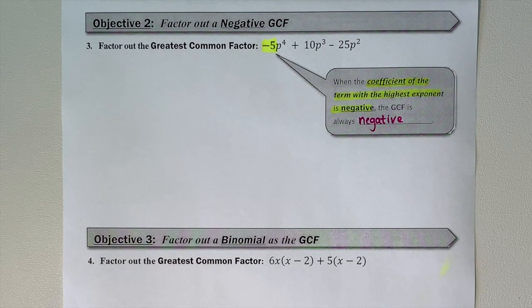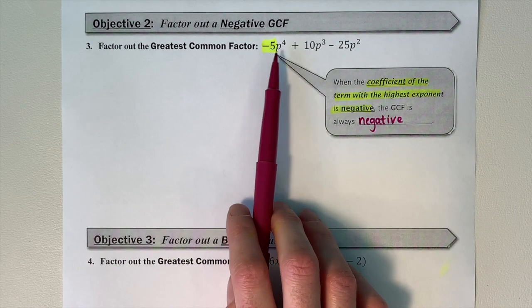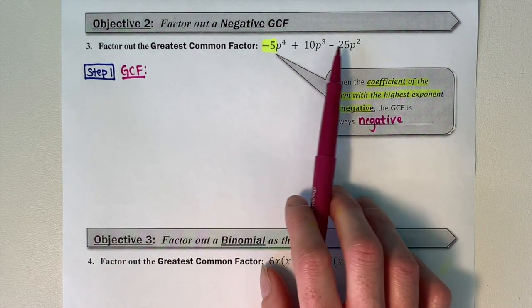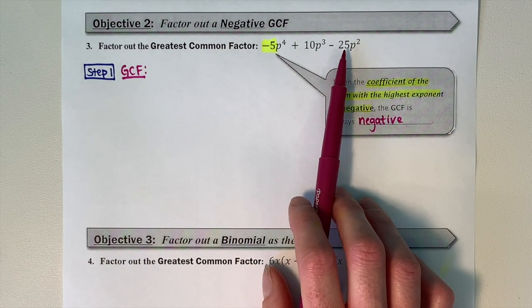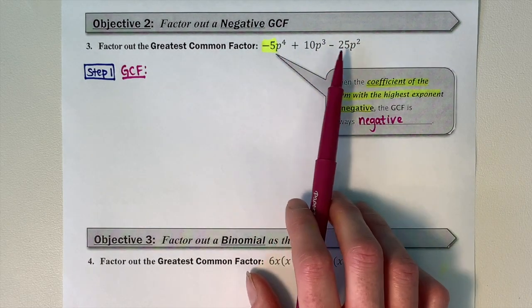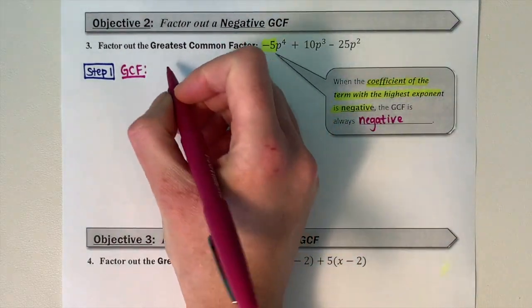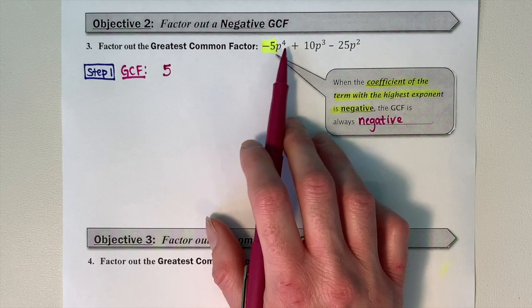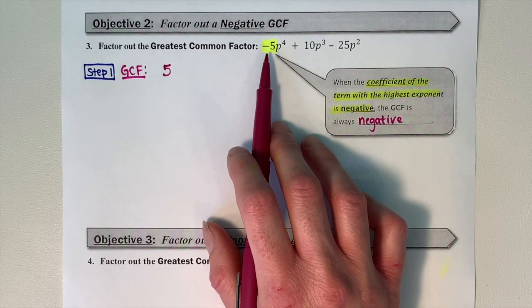And if your original problem is written in standard form, the term with the highest exponent will always be written first. So to factor this, we're going to use the same steps that we used on the previous page. Step 1, we need to identify the GCF. So let's start by looking at the coefficients here, and we want to ask ourselves, what is the largest number that multiplies evenly into 5, 10, and 25? That would be 5.